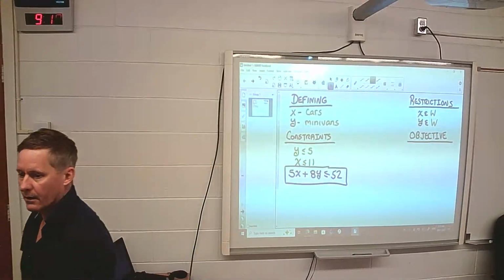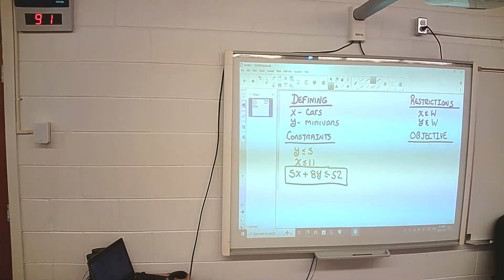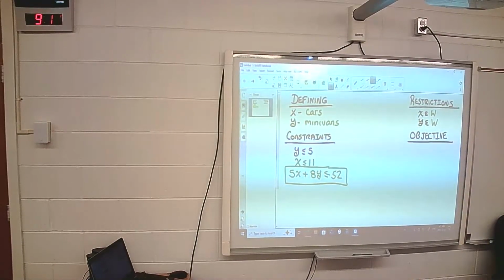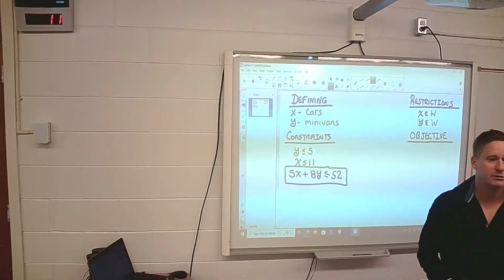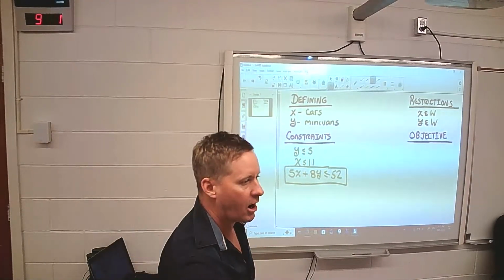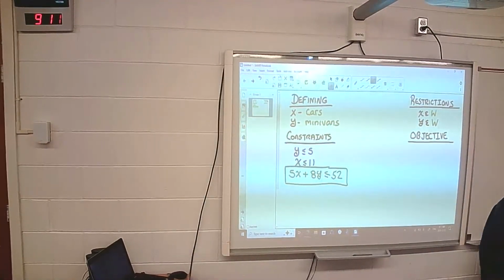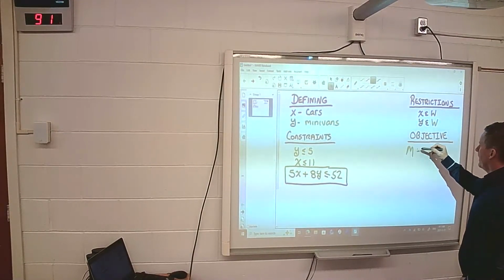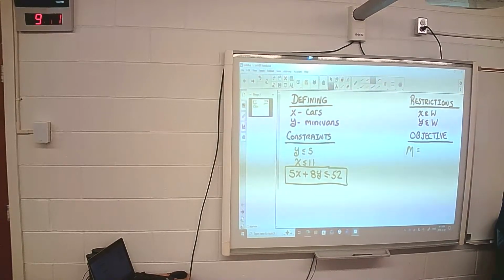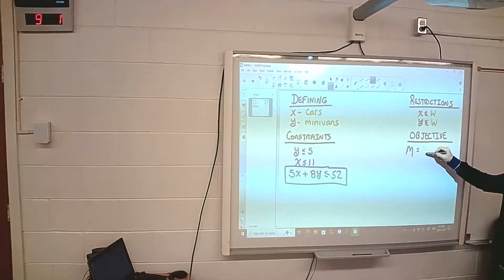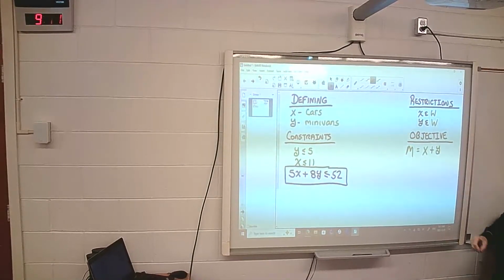Perfect. Okay. So 5x plus 8y is less than or equal to 52. That's the part that deals with the people. Now, we go all the way to the objective function. We want to find out what is the minimum combination of cars and minivans that we can use for this particular question. So I show that like this. M equals. All the M stands for is minimum or maximum. You can put whatever you want. You can put A for amount. Doesn't matter. X plus Y.